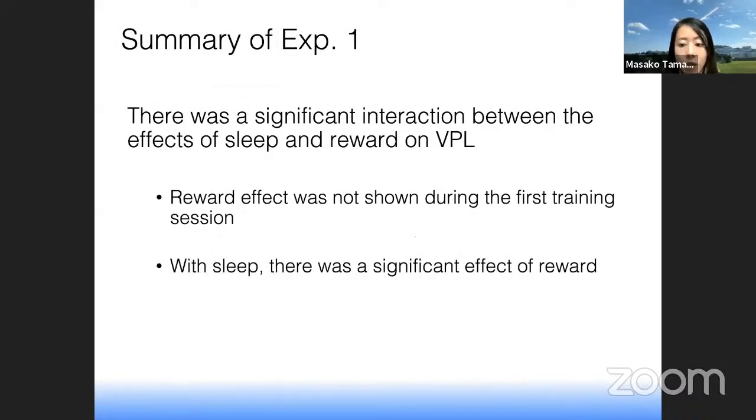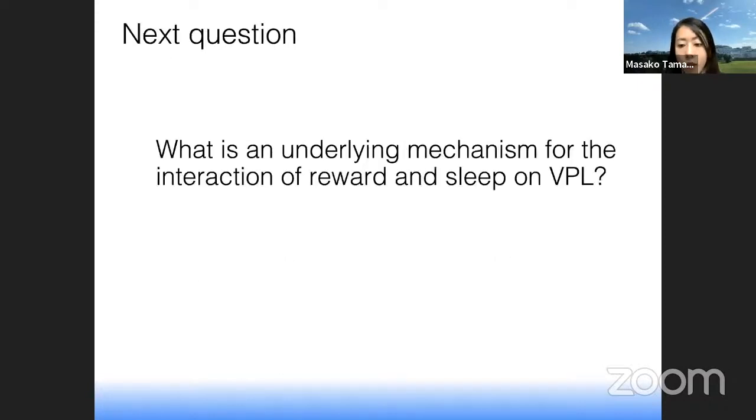So our result demonstrated that there is a significant interaction between the effects of sleep and reward on learning, and reward is effective only after sleep. Now we next asked, what is the underlying mechanism for this interaction of reward and sleep on learning?